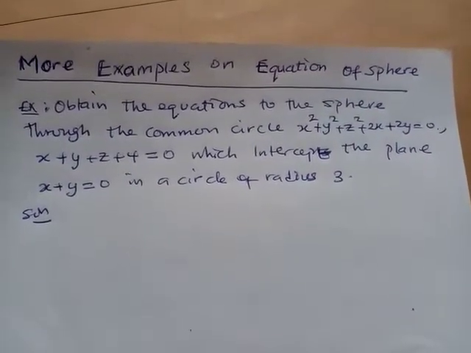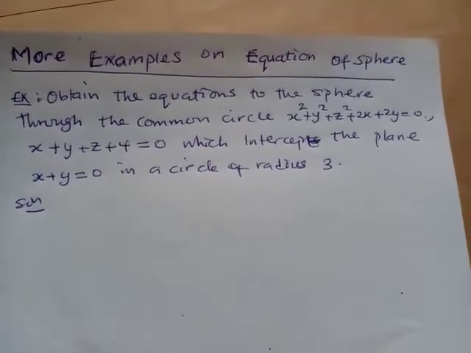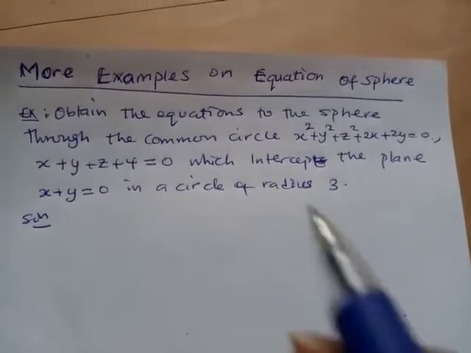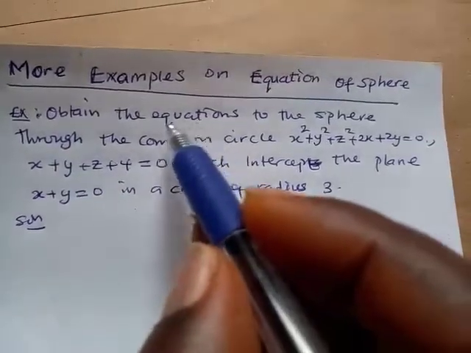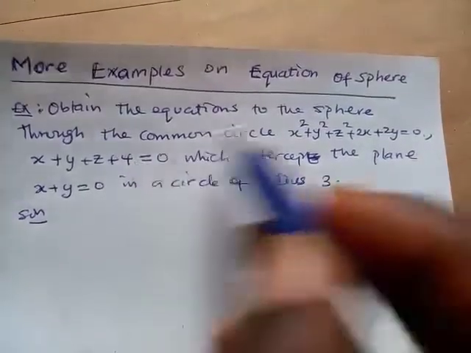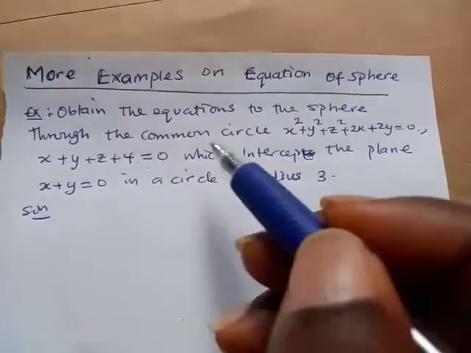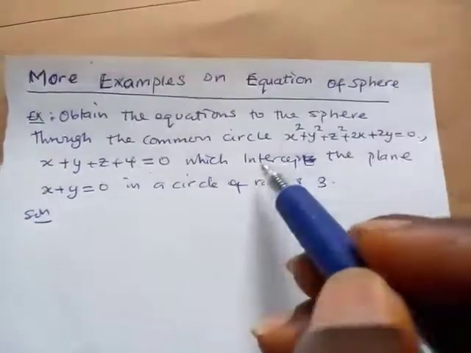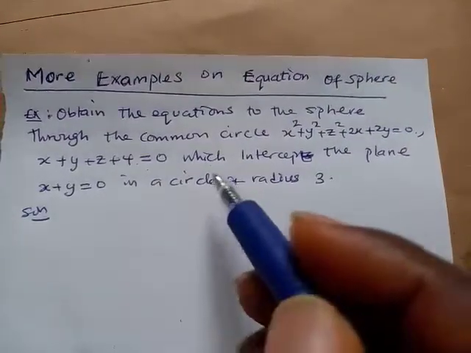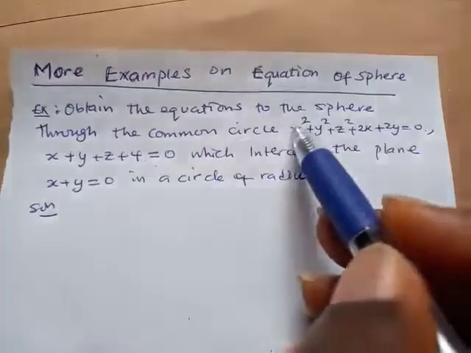We want to consider more examples on the equation of a circle. Now let's take this example. We want to obtain the equations of the sphere through this common circle. We know that this sphere and this plane intersect in a circle of radius 3. The first thing is, let us first find this circle.